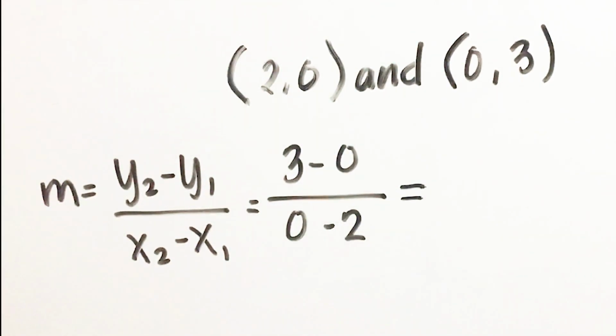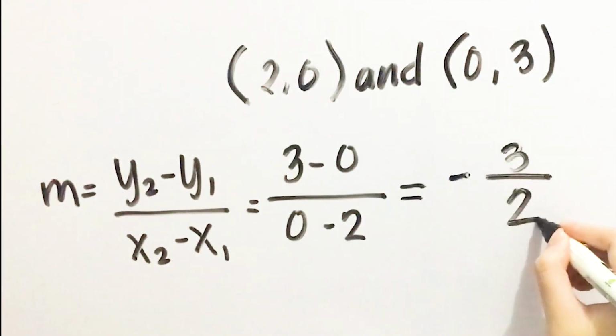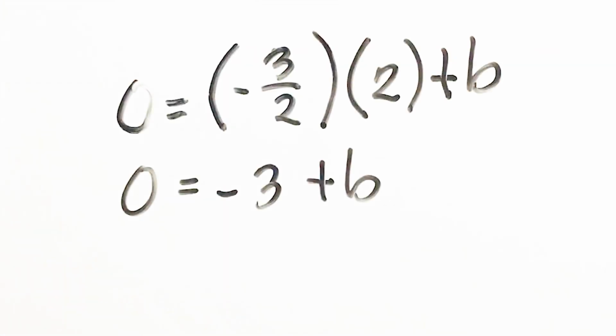Good job! The slope of the line is -3/2. And since it is a negative number, this means that this is a falling line. Let's solve for the y-intercept, or b, by substituting the slope and the coordinates of a point 2, 0, like what we did in the previous example. Very good! The y-intercept, or b, is 3.